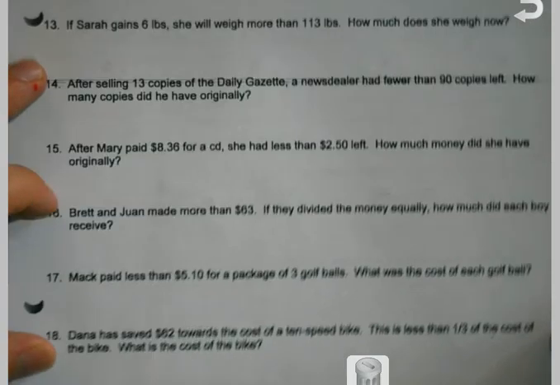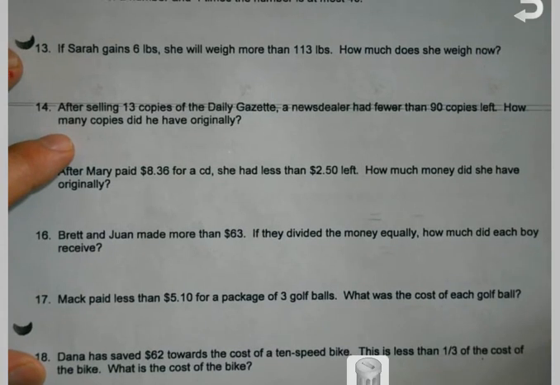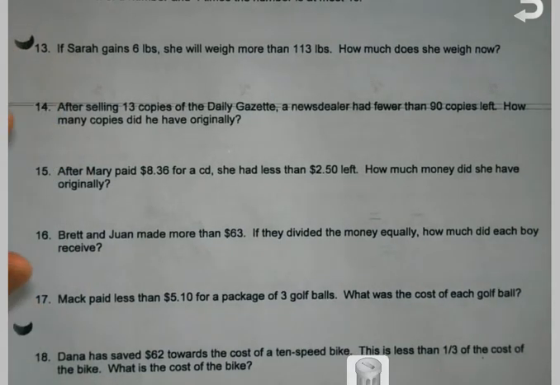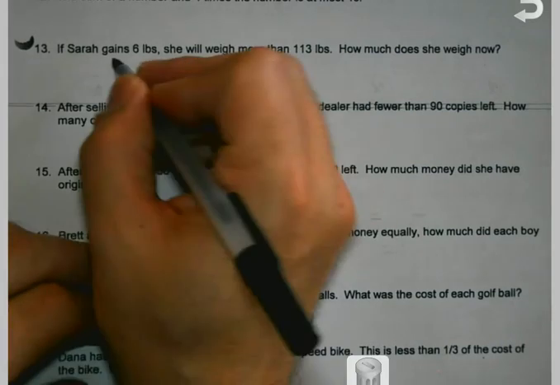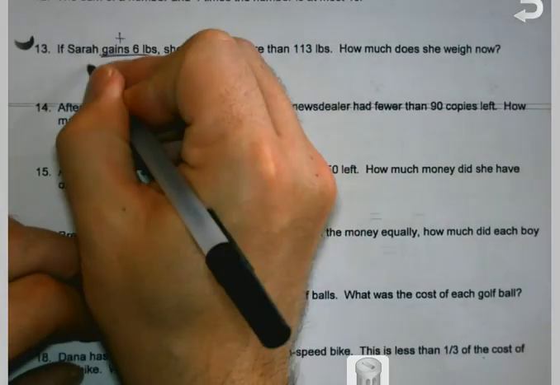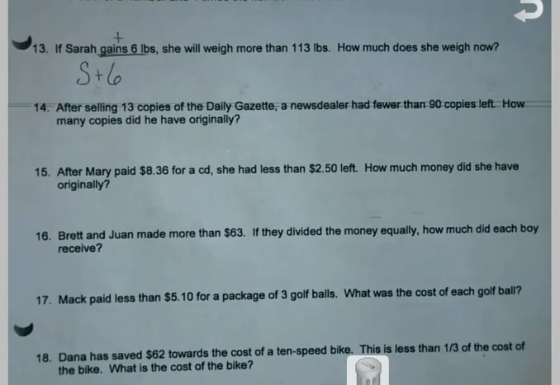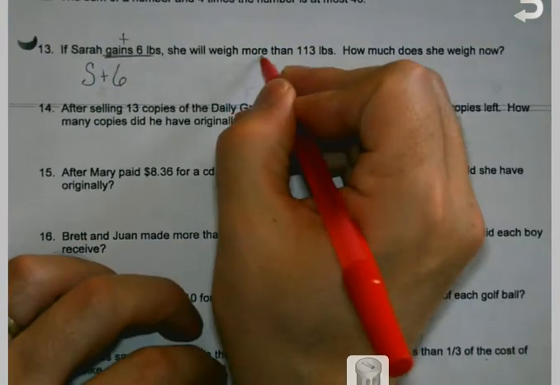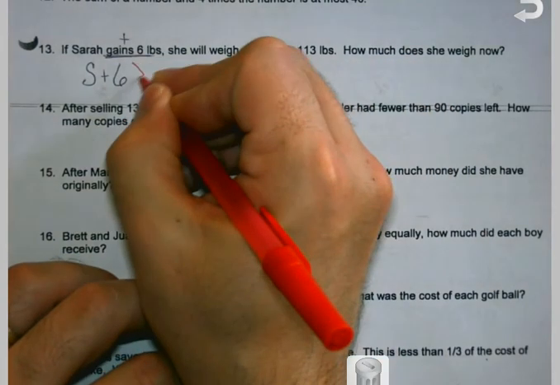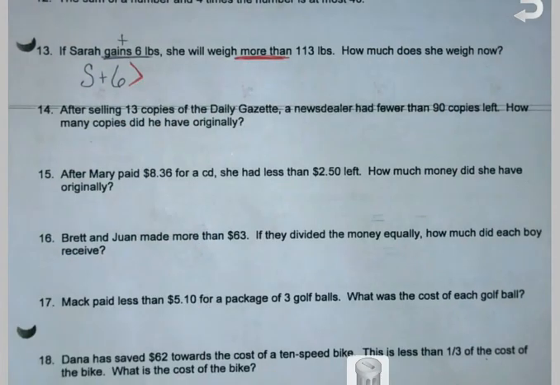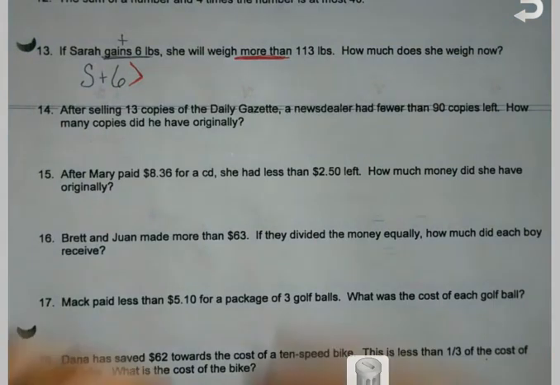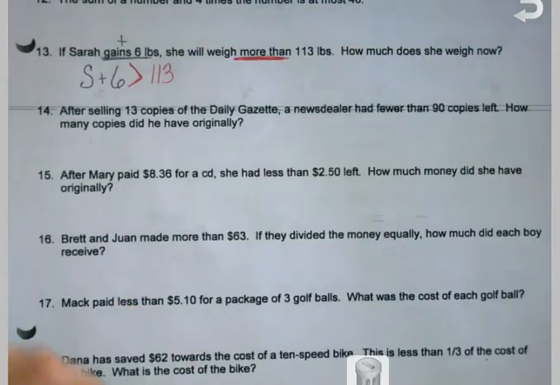Let's get into some of these that are more like word problems. So let's see, it's number 13. If Sarah gains 6 pounds, she will weigh more than 113. How much does she weigh now? Okay, we still want to be in setup. If you gain 6, that's plus. So Sarah plus 6, or you could use x, weigh more than, 113 pounds.